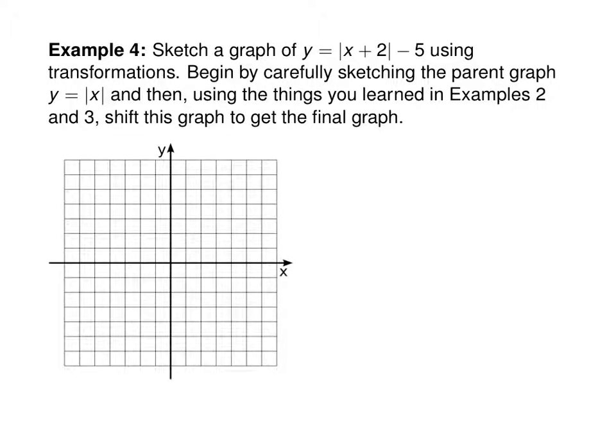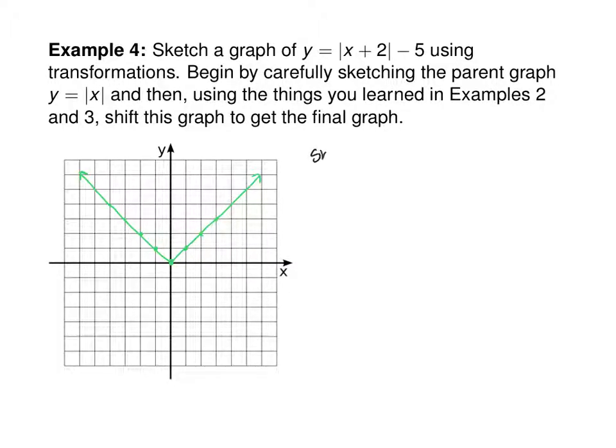All right, let's sketch a graph of absolute value of x plus 2 minus 5 using these transformations. So first we're going to carefully sketch the parent graph, and then using the things from examples 2 and 3, we're going to shift the graph to get the final graph. So the parent graph goes through 0, 0, 1, 1, 2, 2, 3, 3, etc. So plot some of those points. And if I give you a nice grid, I expect that you plot a function that goes through the correct points on that grid.